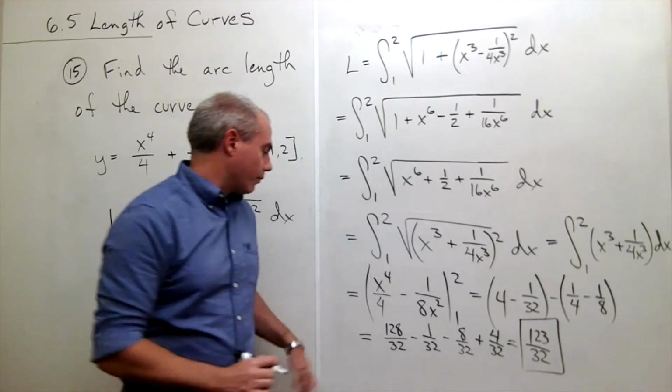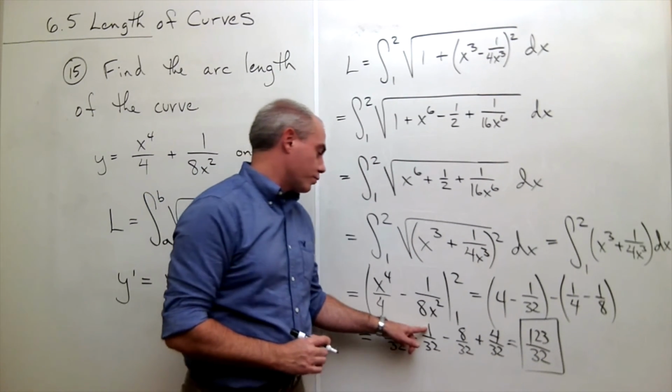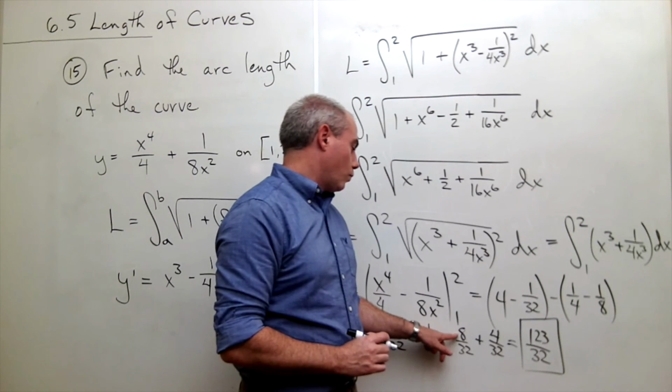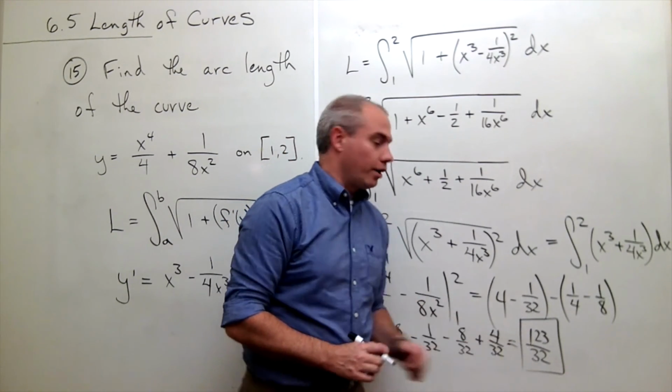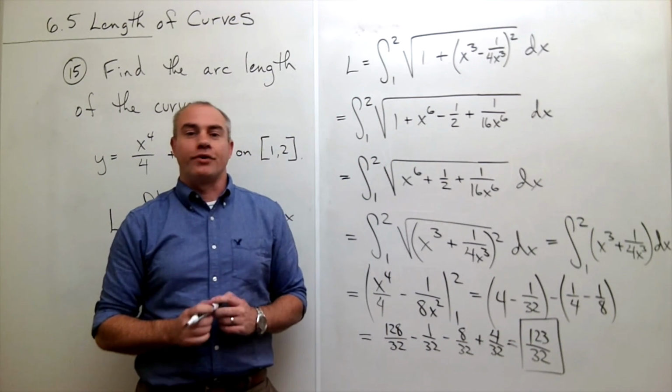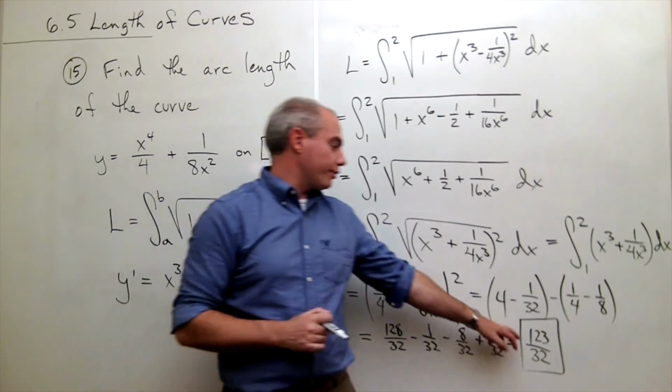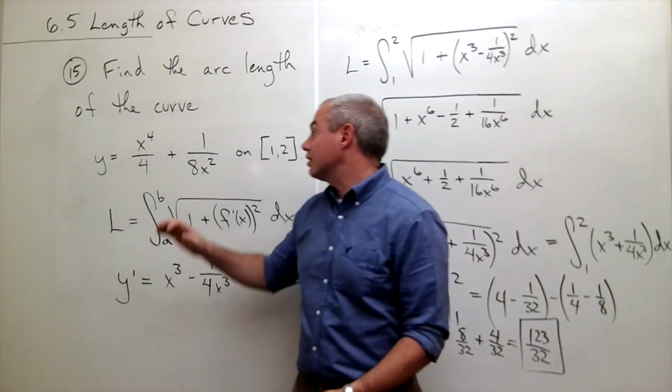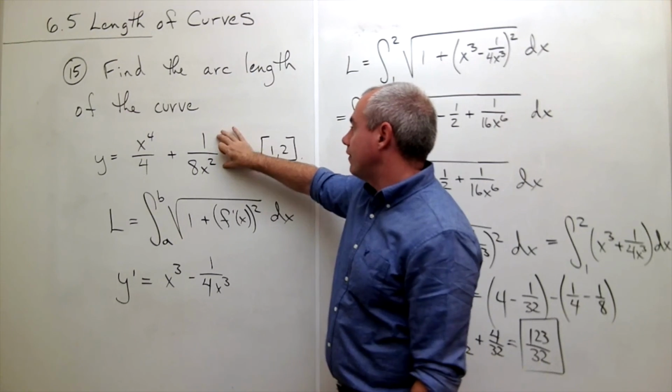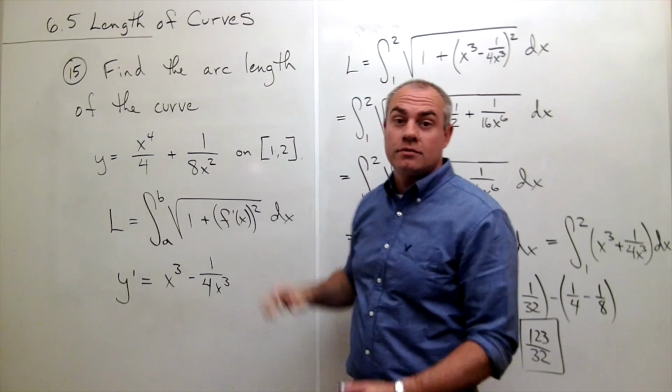And let's just check that one more time. 128 minus 1 is 127. 119 plus 4, 123. I feel good about that. And so 123 over 32 is the arc length of this curve over this interval. And we're done.